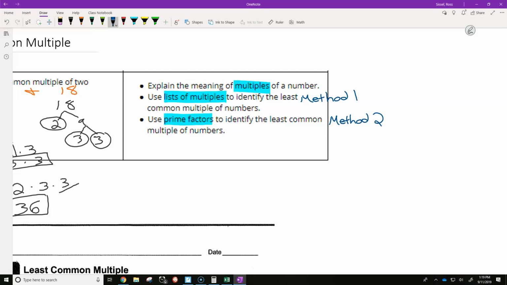We're going to see that using a list is something that we've done in elementary. This is something you should have learned in 4th grade. I know I taught it in 4th grade. We did it in 5th grade. Nothing has changed. But I'm going to show you why we have a second method.